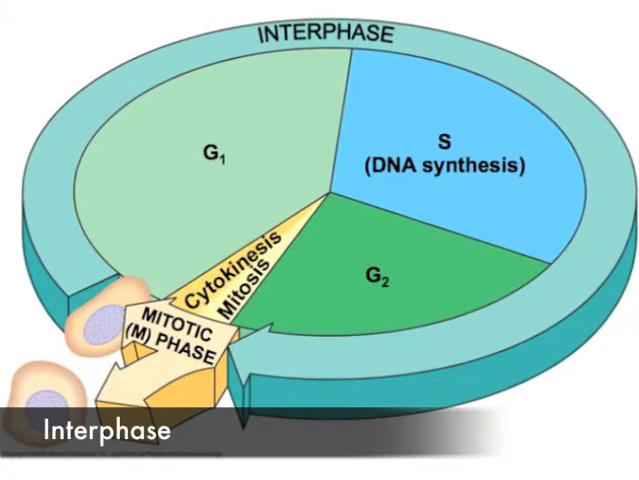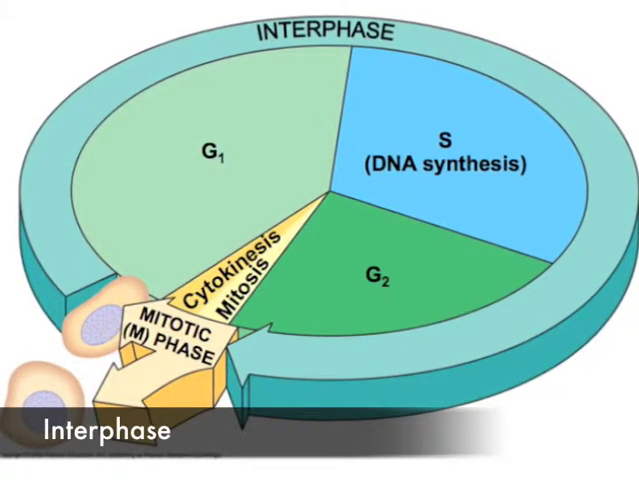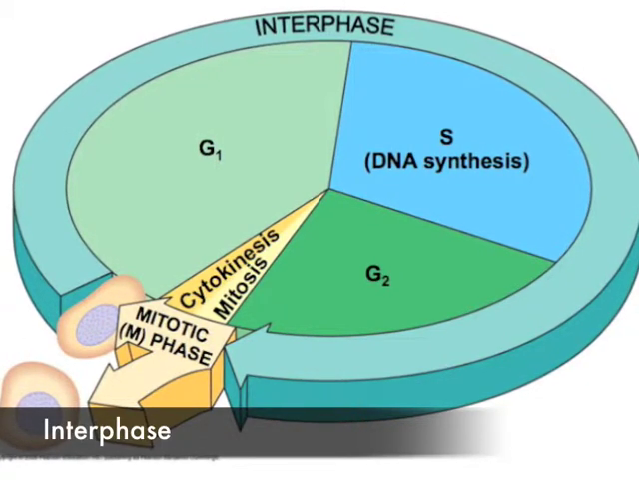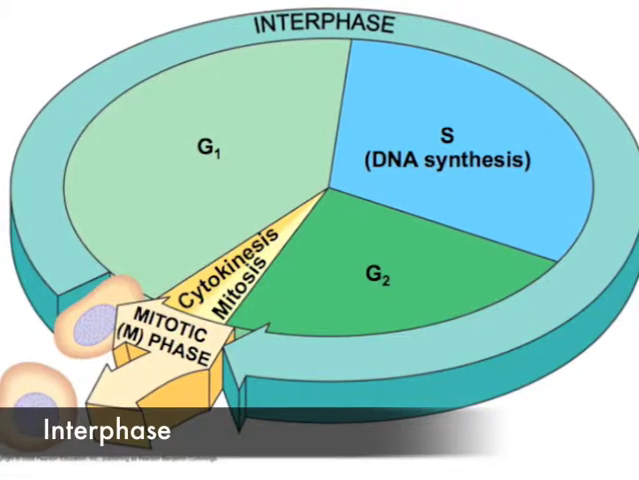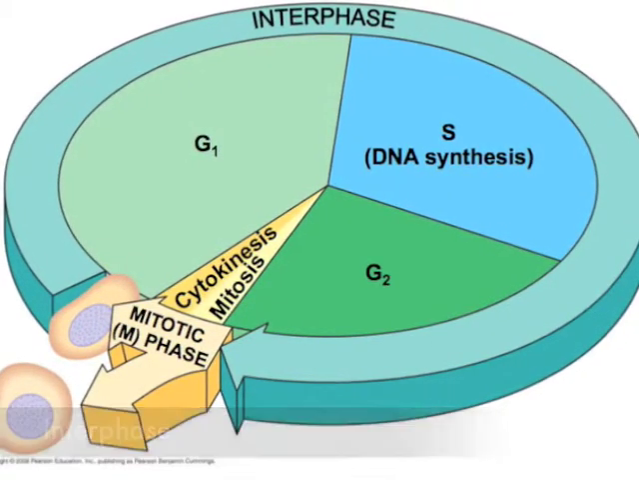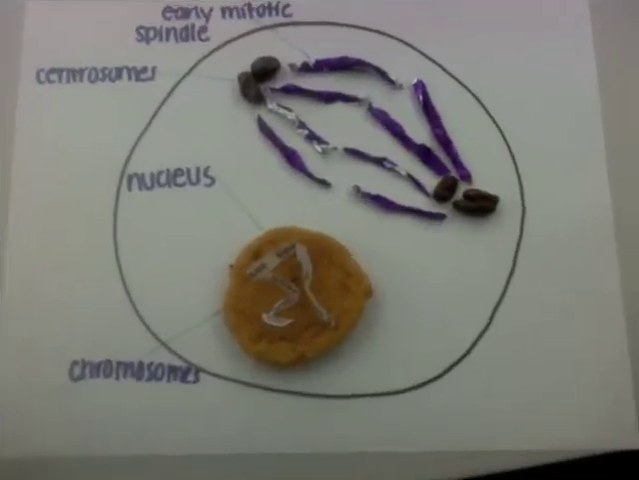However, before mitosis begins, the cell has already gone through interphase, which means it has gone through G1, when the cell prepares for DNA replication, S, when the DNA replicates, and G2, when the cell prepares for the mitotic phase. Mitosis is made up of 4 phases, the first being prophase.